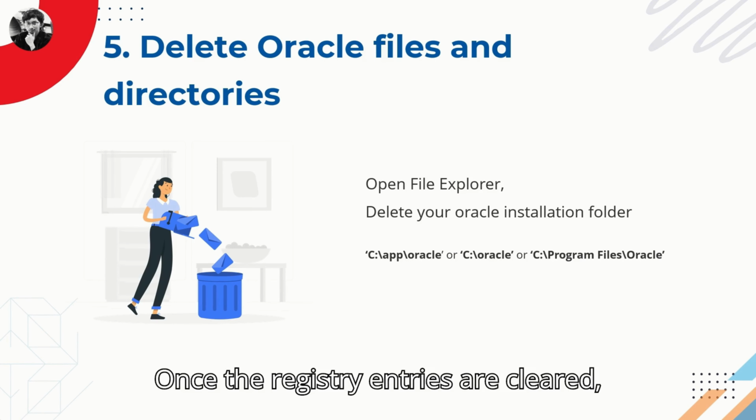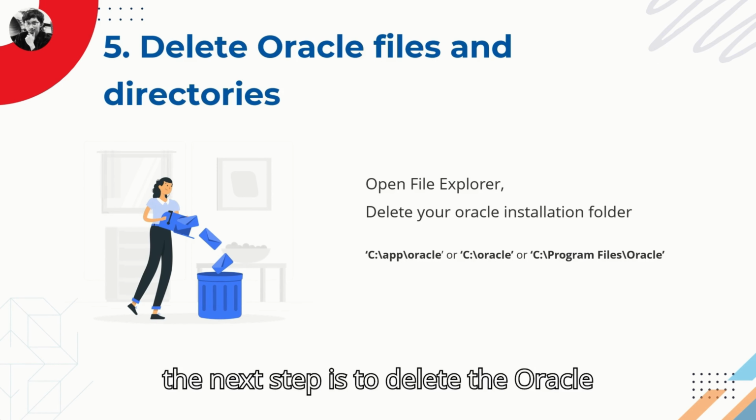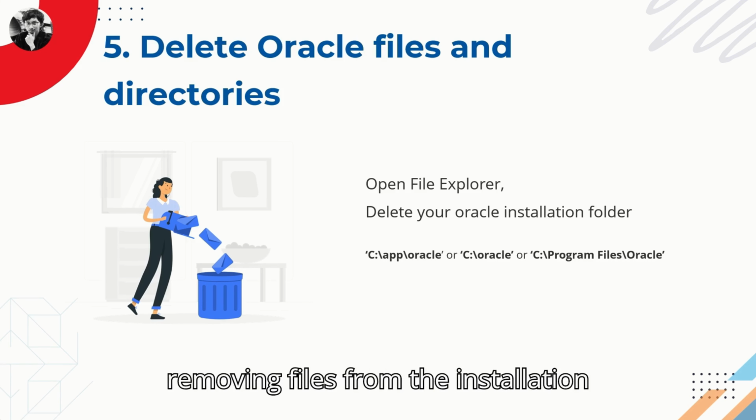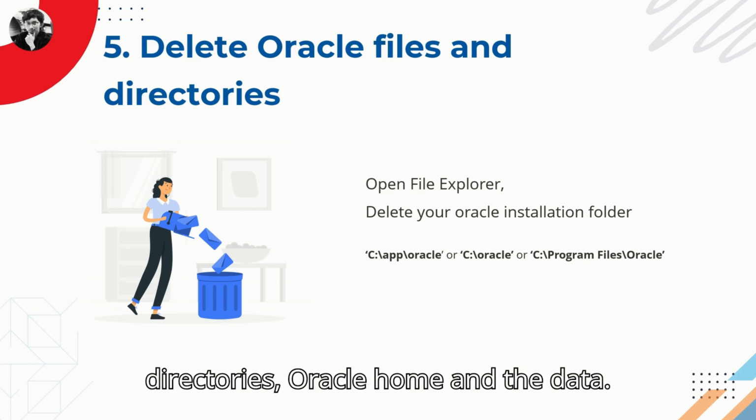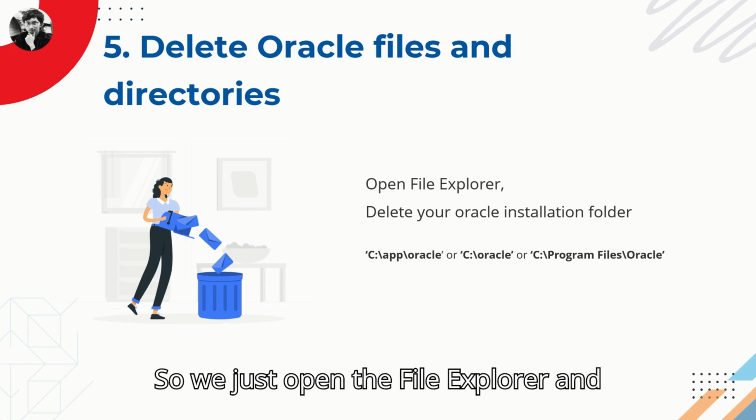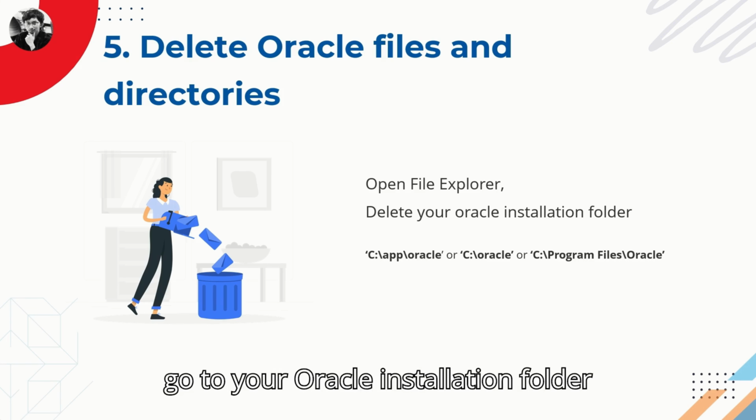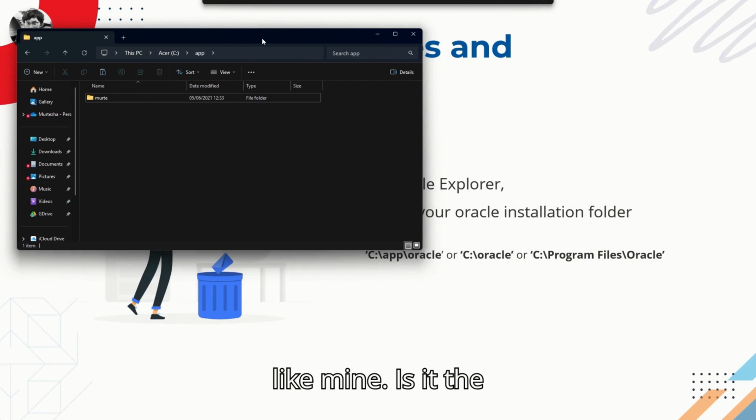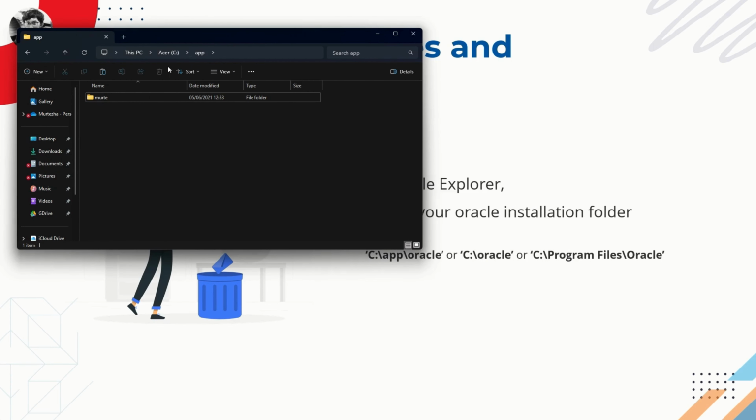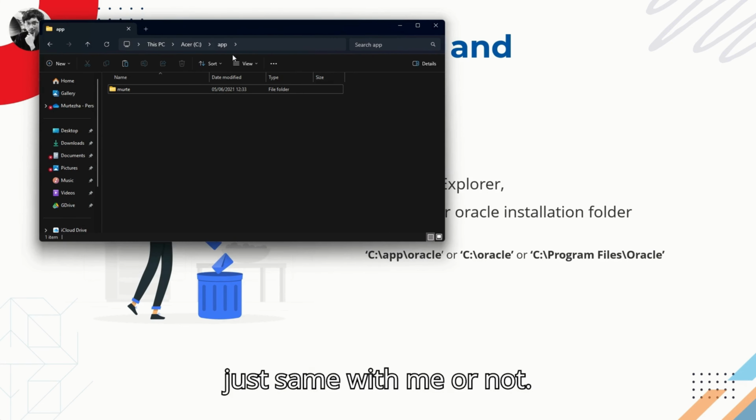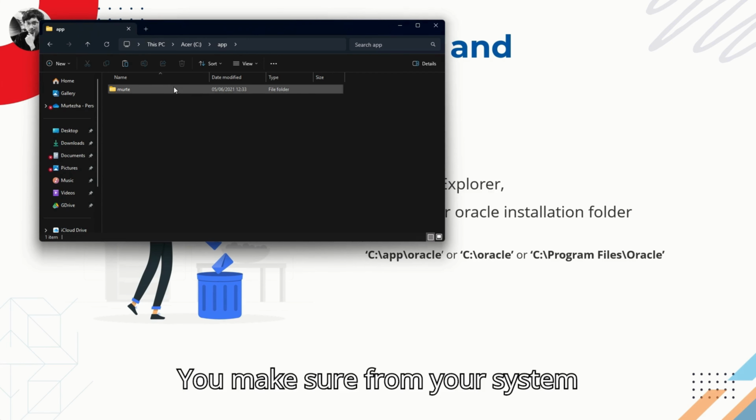Once the registry entries are cleared, the next step is to delete the Oracle files and directories. These include removing files from the installation directories, Oracle Home, and the data. So we just open File Explorer and go to your Oracle installation folder. Like mine, it is in the local C:\app. Maybe yours is the same as mine or not. You make sure from your system.